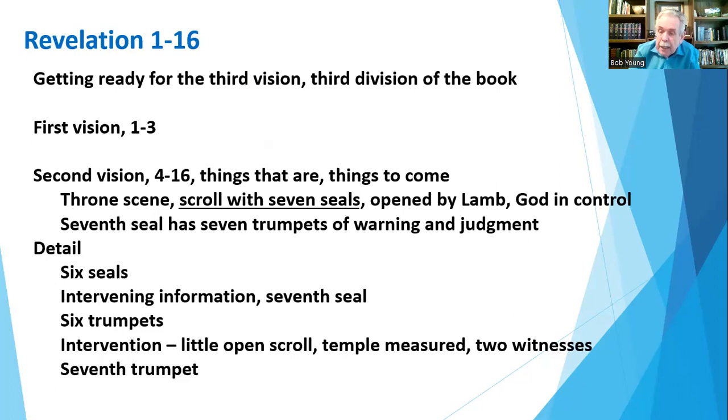Then in sequence, each of the 7 seals is opened by the Lamb, clearly communicating, again, that heaven is in control, chapters 6 through 8. The 7th seal leads to 7 angels with 7 trumpets of warning and judgment, chapters 8 through 11. This action is also controlled by heaven. And so in both sequences, both the seals and the trumpets, the 6th item is followed by information designed to prepare the readers for what is to follow.